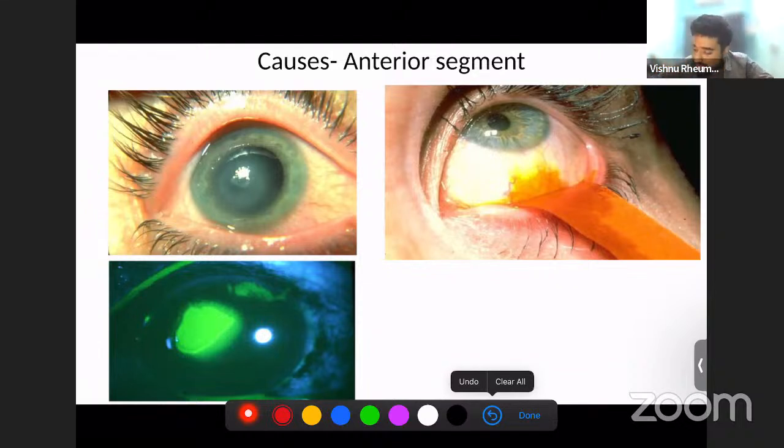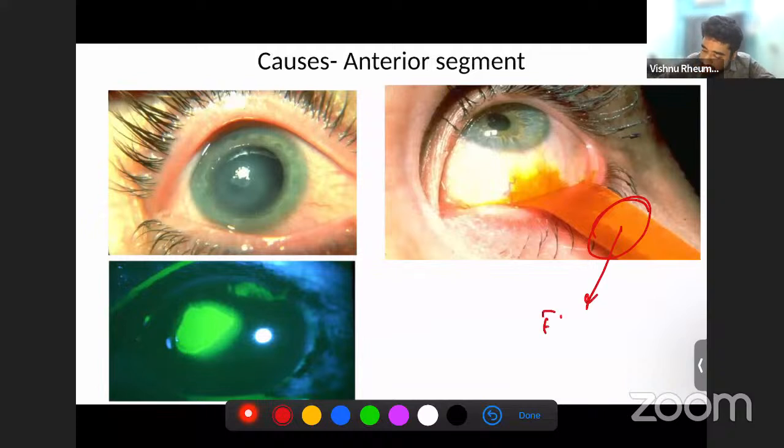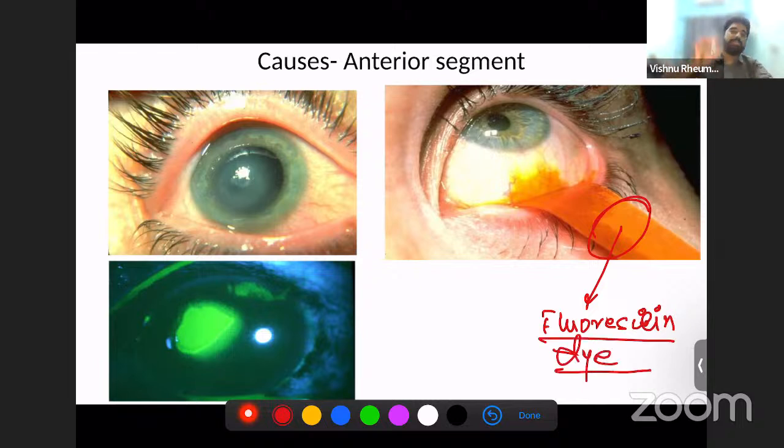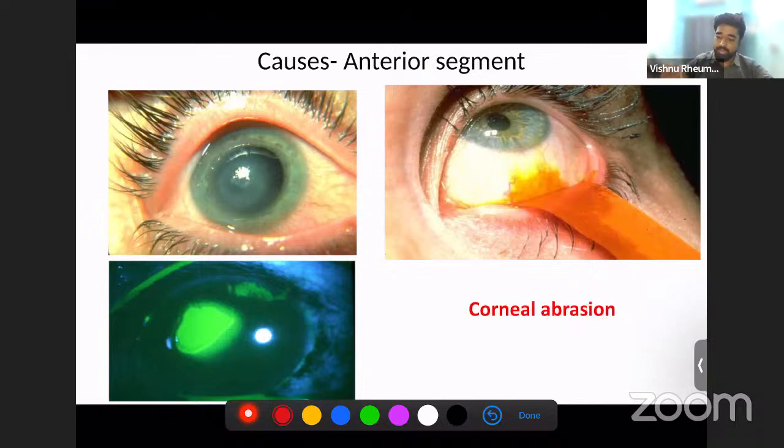So here what they did is they took this strip, they added fluorescein dye into it, and once fluorescein dye was added, this stained certain areas, and those are the areas where there's a defect in the corneal epithelium. So that is the main thing that we do when we use this fluorescein dye. The defects in the corneal epithelium are stained.